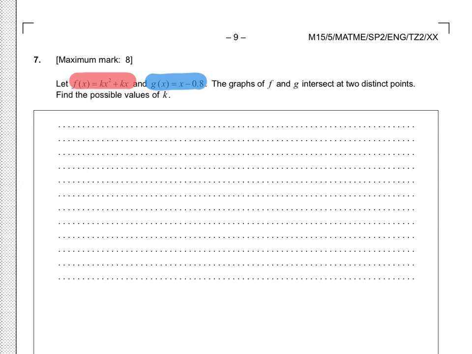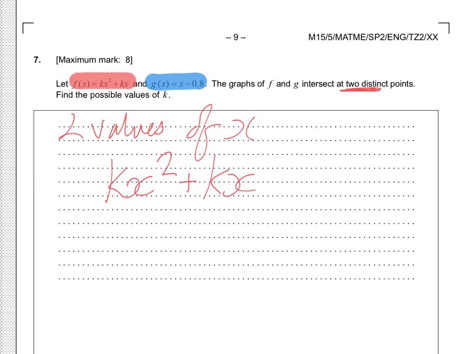If they're crossing at two distinct points, then that must mean that there must be two values of x where f of x is equal to g of x. Well, that's a quadratic equation.